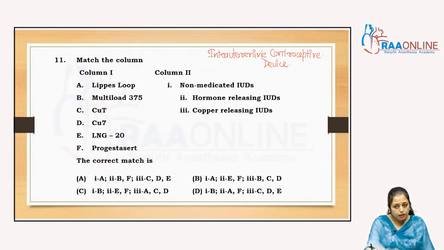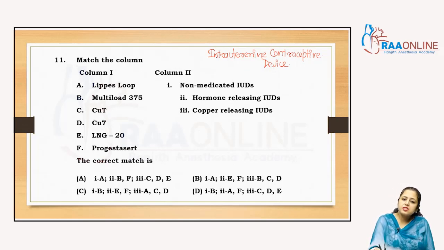These are the devices used to prevent pregnancy and inserted inside the uterus. That's why it is called intrauterine. Clear? That's why it is called intrauterine contraceptive devices. So now Lippes loop, non-medicated IUDs.